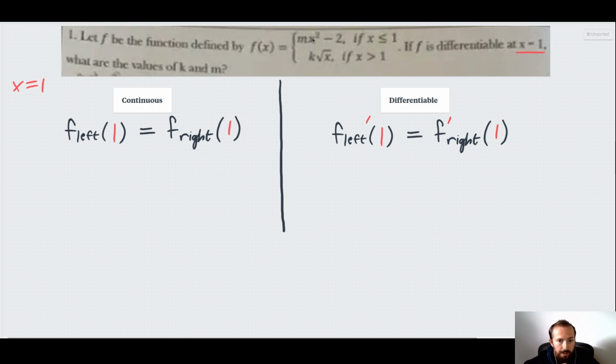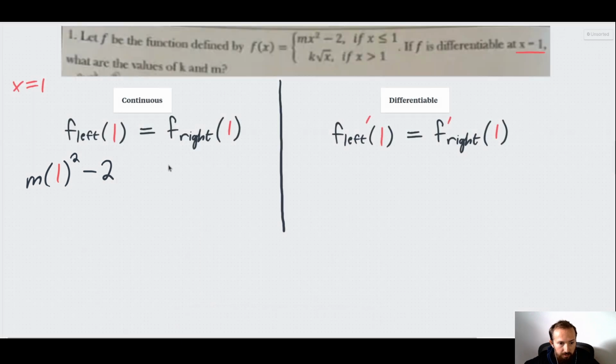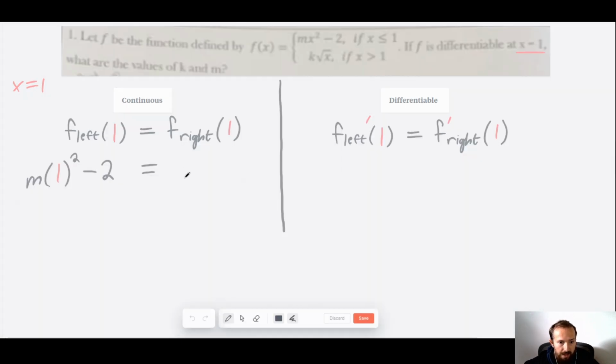So what you do here to actually solve this problem, all you have to do is take these initial equations. So mx squared minus 2, this would be, for example, the left-sided version of the function if we're slightly to the left of x equals 1. And then basically what you can do is just take this, so I'll say m, and then you evaluate it at 1. And whatever you get is what you get. And then on the right side, you would do the same. So we would have k times the square root of 1. These need to be the same. And as I work these down, you can see that I get m minus 2 equals just k times 1. And then if I rearrange this, I can get m minus k equals positive 2.